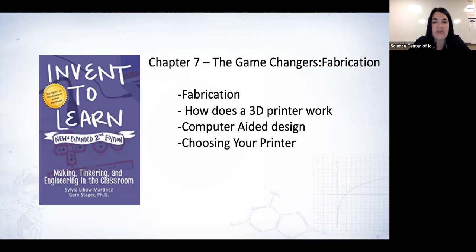Chapter 7 talks about game changers in terms of fabrication. So they talk about, for example, how does a 3D printer work? What is computer-aided design or CAD design? How to choose a 3D printer? Those can all be found in Chapter 7.